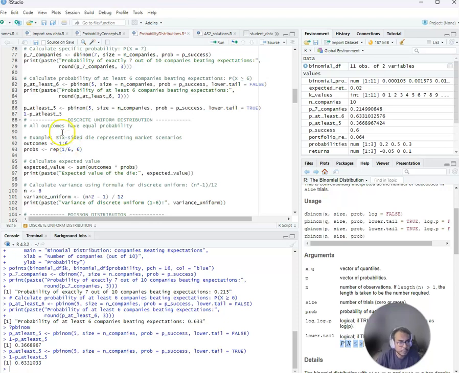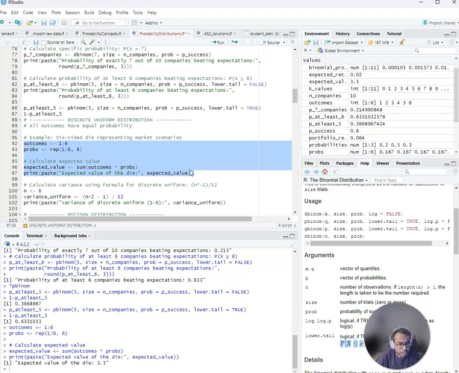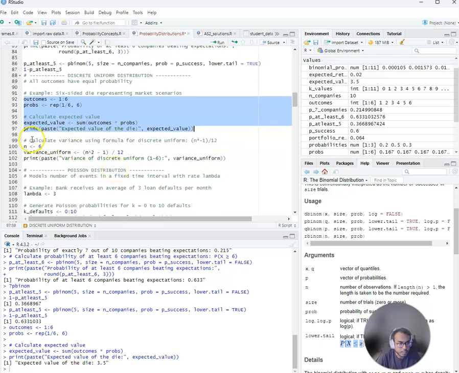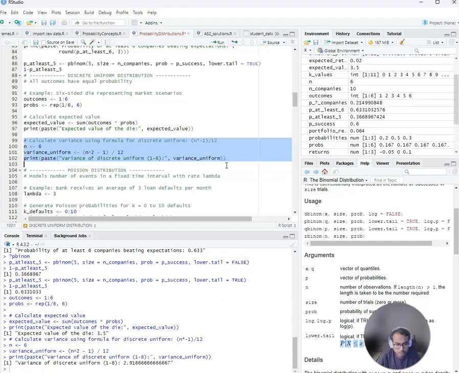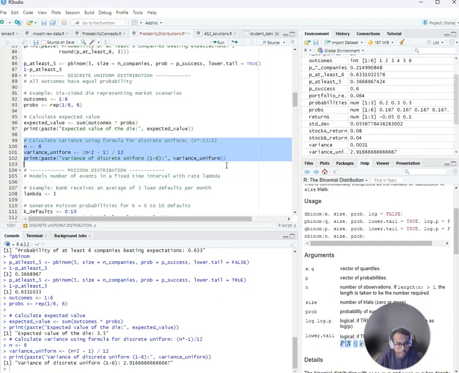Then comes the discrete uniform distribution. I'm looking at a 6-sided die representing market scenarios. I define the outcomes. I specify that each outcome is equally likely using the rep function. So my expected value is 3.5, which is consistent with theory. I want to calculate the variance using that expression. I use these lines of code, and that gives me the variance of the discrete uniform as approximately 2.917.